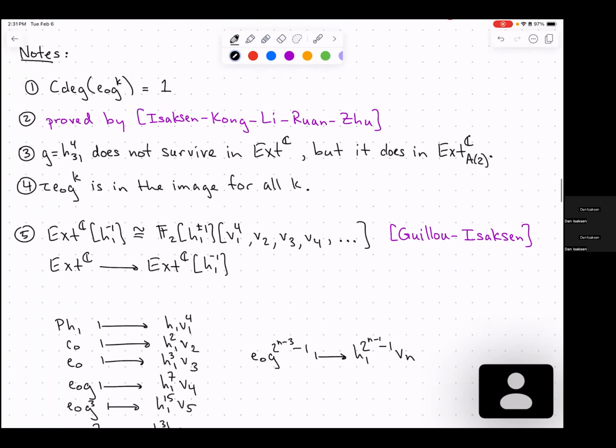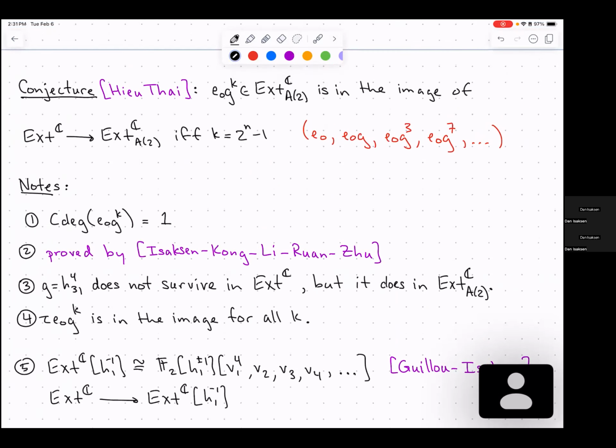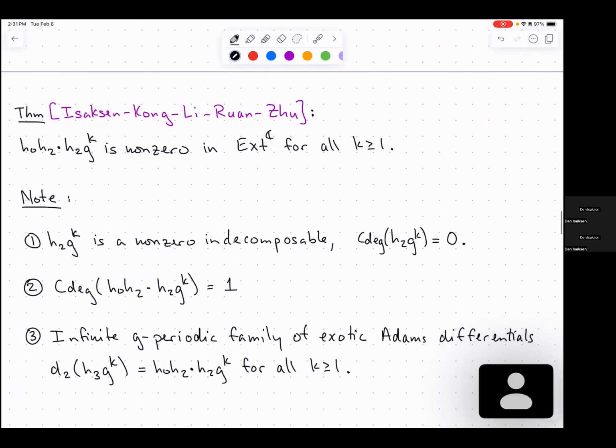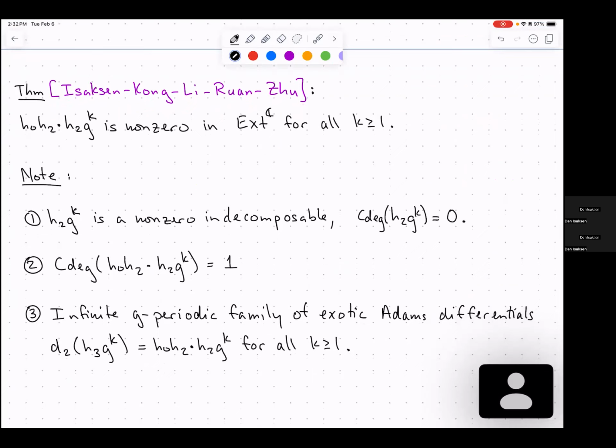Okay, so that's one reason I wanted to study Chow degree 1: these E naught G to the K elements. And then there's another reason, and this was actually the main reason. There's a particular product here, H naught H2, we know what those are, times H2G to the K. H2G to the K is actually an indecomposable in the Motivic Ext. Remember, G is not an element, but H2G to the K is, and so that's 3 indecomposables there. That product turns out to be non-zero in Motivic Ext for all K greater than or equal to 1. Not for K equals 0, that's H naught H2 squared, which is 0. But once you get K greater than or equal to 1, all of those products turn out to be non-zero. So we wanted to know that.